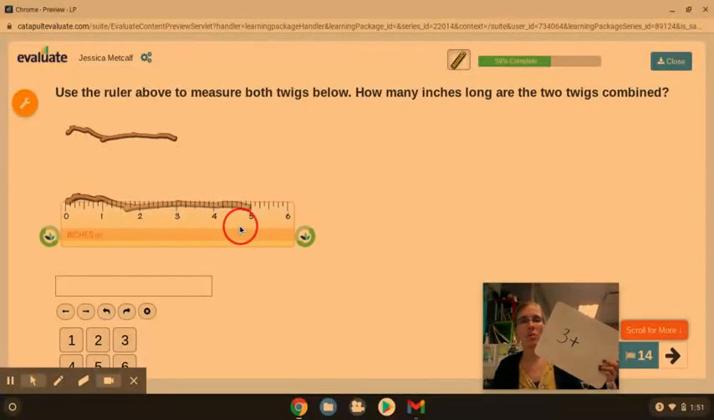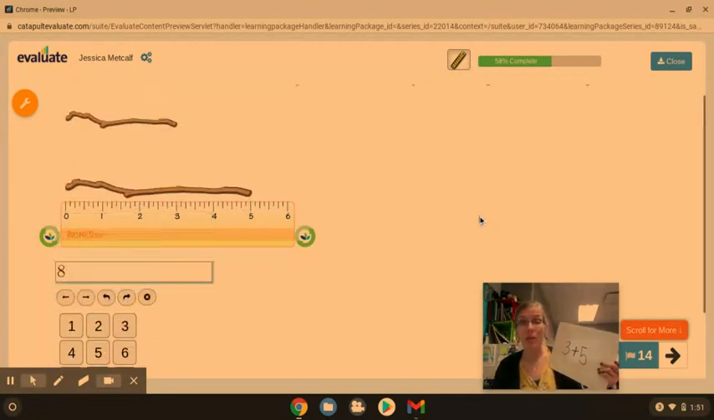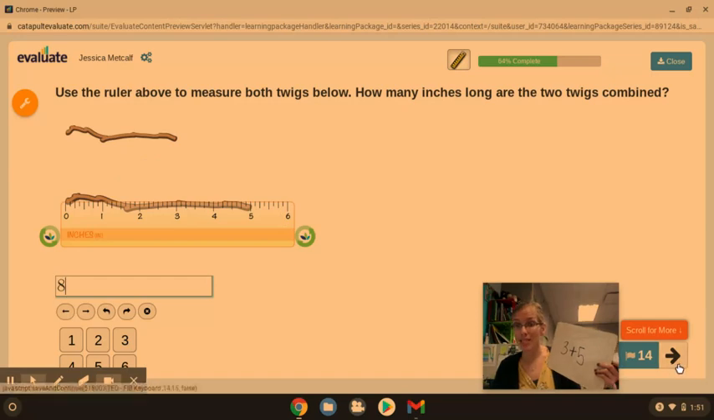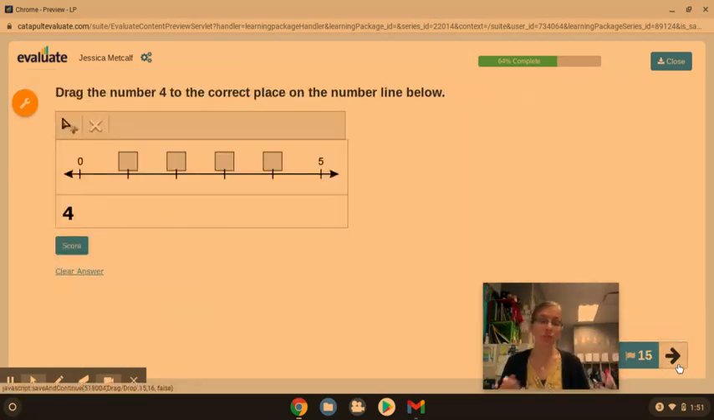Lining it up at the 0, 5. So 3 plus 5 equals 8. So when we combine them, we have to put the two measurements together. Okay, this one, every single one of you should be getting right.